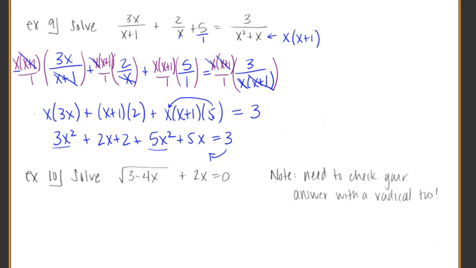So 3x squared and 5x squared is 8x squared. 2x and 5x is a positive 7x. I have a positive 2, but if I go ahead and think about moving that minus 3 over, so 2 minus 3 is a negative 1 and then equals 0.